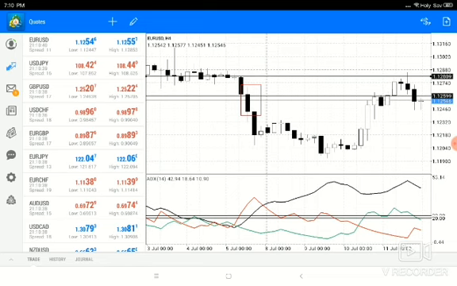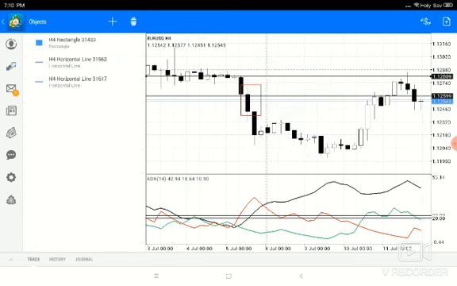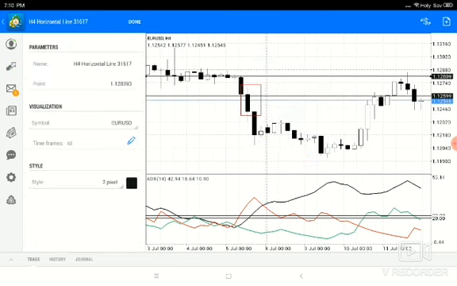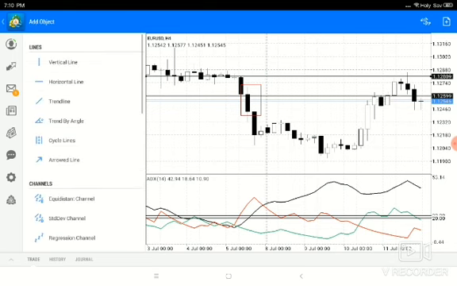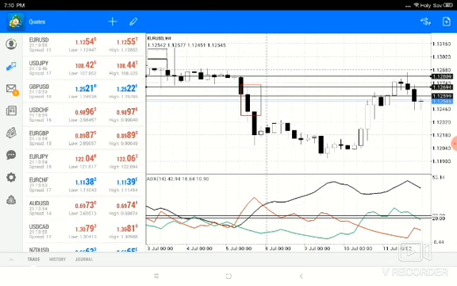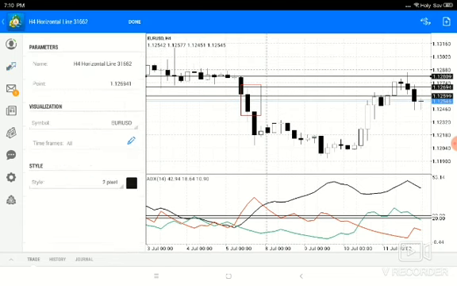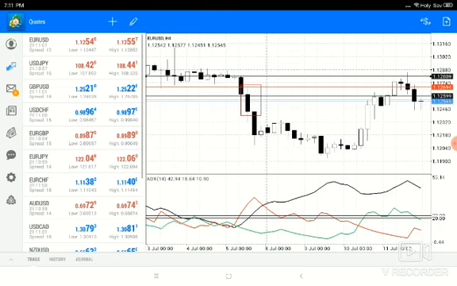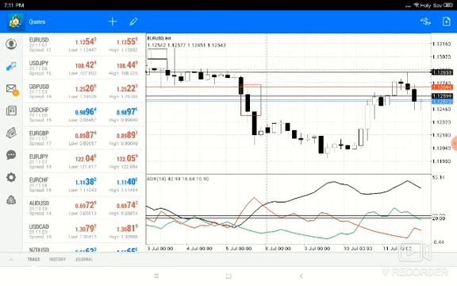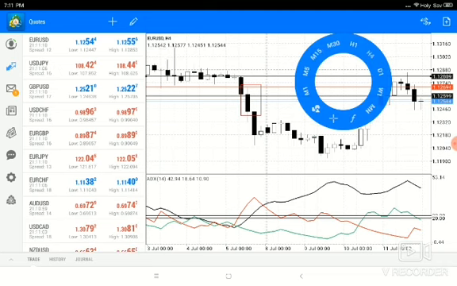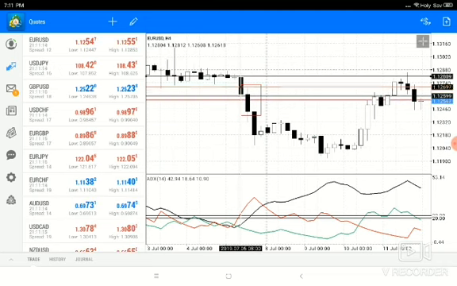The stop loss should be at the top of the previous candle. I entered here. Let me change the color to red so that it will not confuse you. I entered at this price, 1.12694. You understand? So my stop loss should be at the top of the last candle. This is the candle before where I entered, so I'll put my stop loss here.